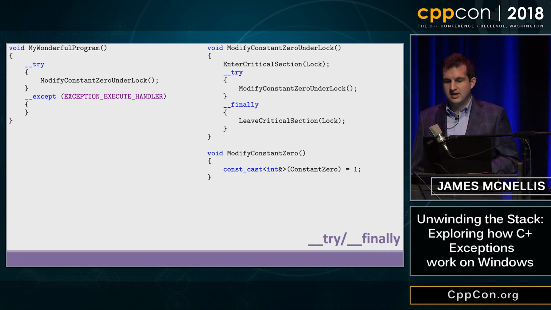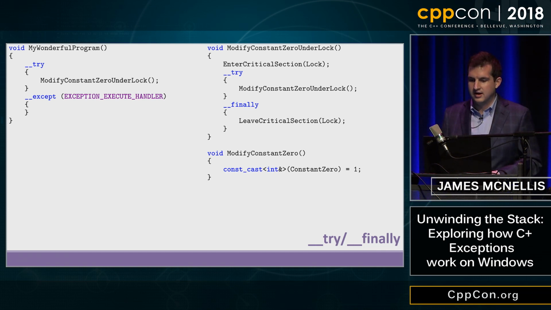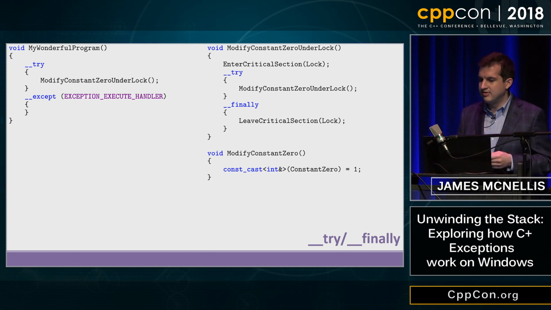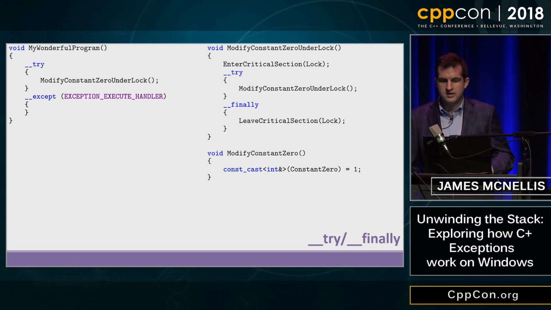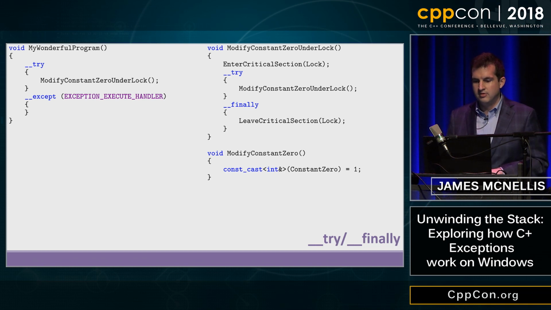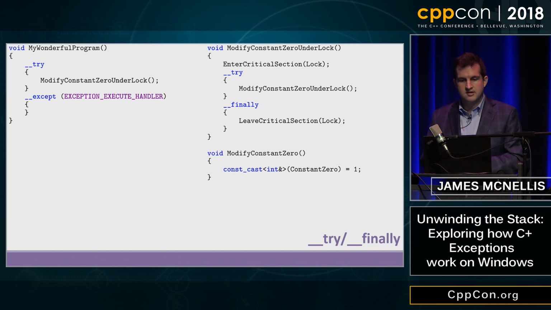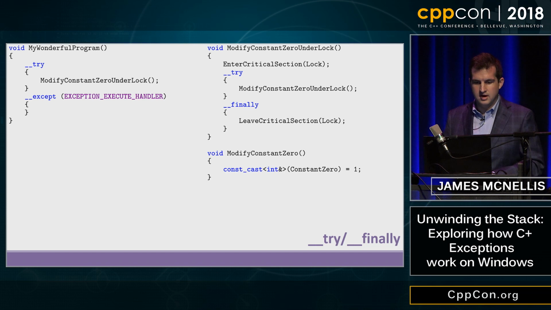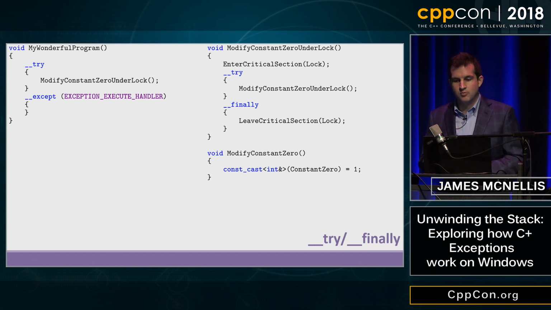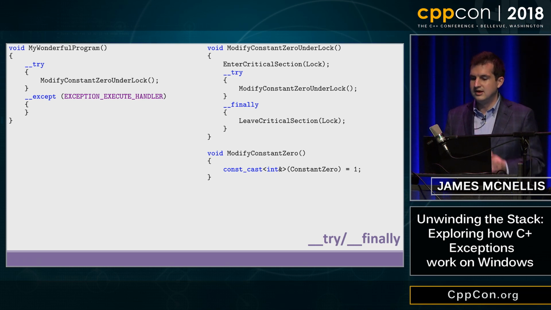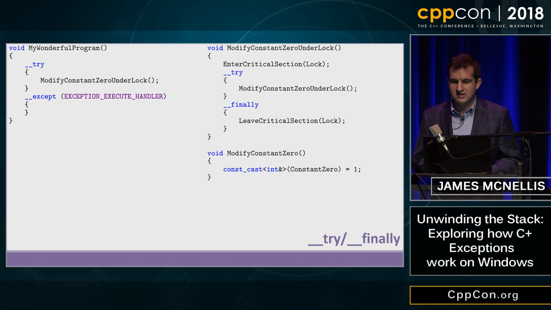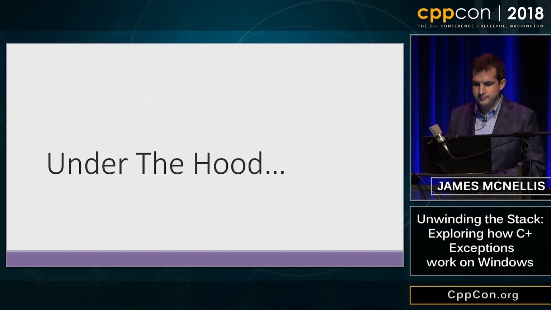So the second structured exception handling language extension is the try finally block. With a try finally block, we can customize the actions that take place during unwind. The body of the finally block is executed both when control leaves the try block normally, so if modify constant 0 were to return, then in that case we would execute the finally block, or when the stack is unwound through the try block. So here, for example, we move the call to leave critical section into the finally block so that we will release the lock even if an exception occurs inside of modify constant 0.